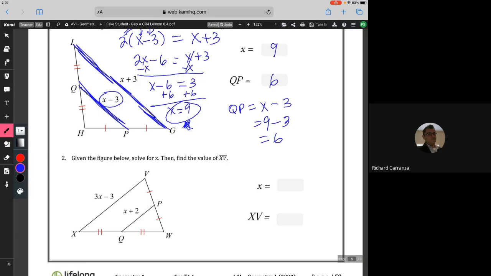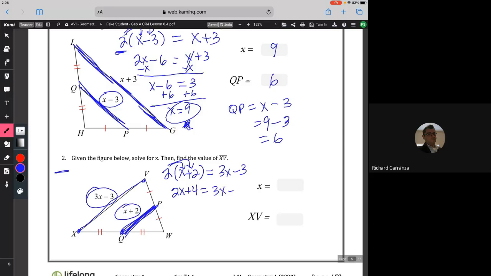So for this last one, let's set up the equation first. So I know if I multiply PQ by what? What have I been multiplying all the middle ones by? According to the theorem, look at the number up here in the front, on top. You multiply the middle by 2. And you set it equal to the outside one, 3x minus 3. And then I'm going to distribute that 2. 2x plus 4 is equal to 3x minus 3.